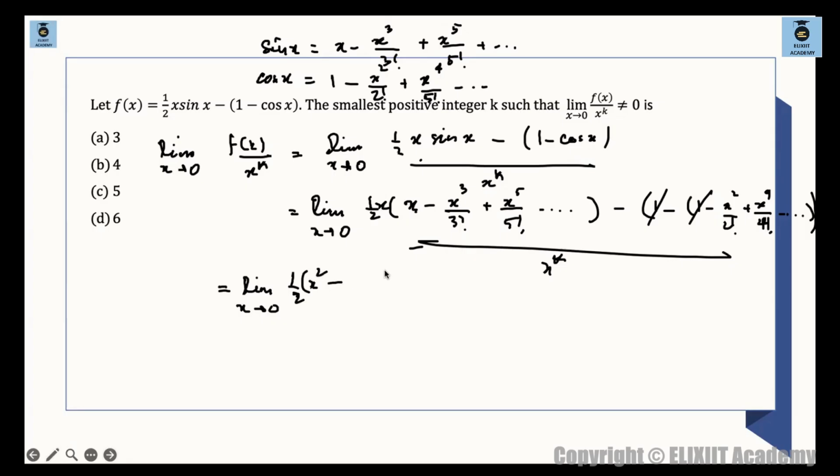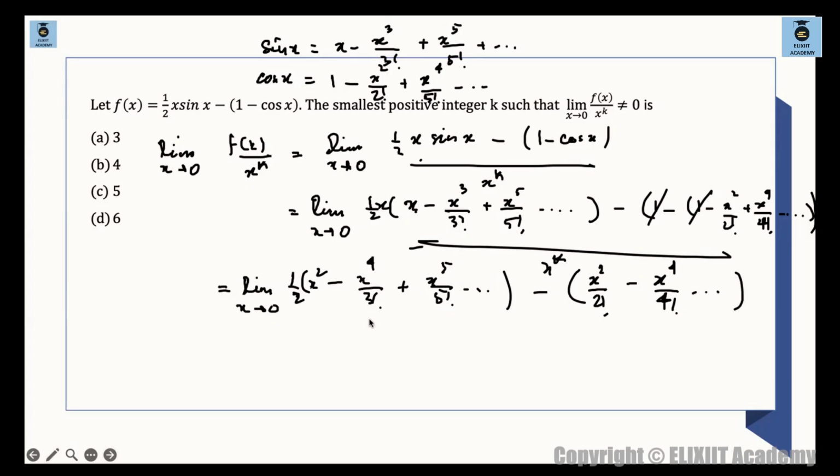So we are having x square minus x to the power of 4 by 3 factorial plus x to the power of 5 by 5 factorial, right? And so on. And then minus of, okay, now this becomes minus minus plus. Be very careful. This becomes minus minus plus. Here we add one more minus. So this is minus minus plus x square upon 2 factorial. Okay, minus minus plus, then minus plus minus x to the power of 4 upon 4 factorial and so on.